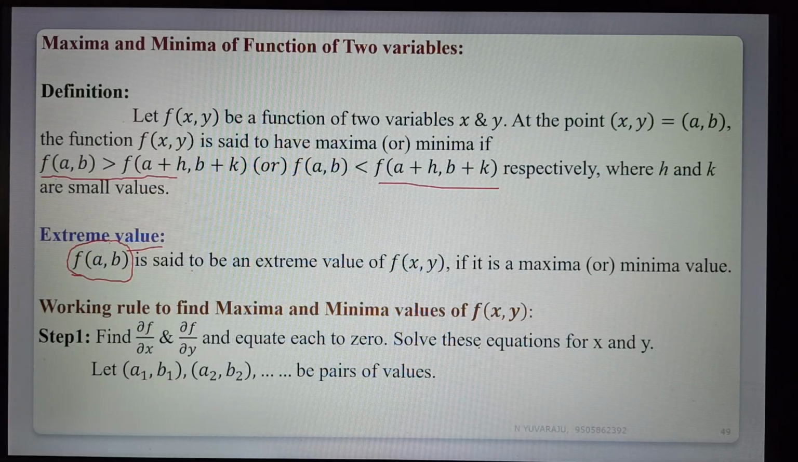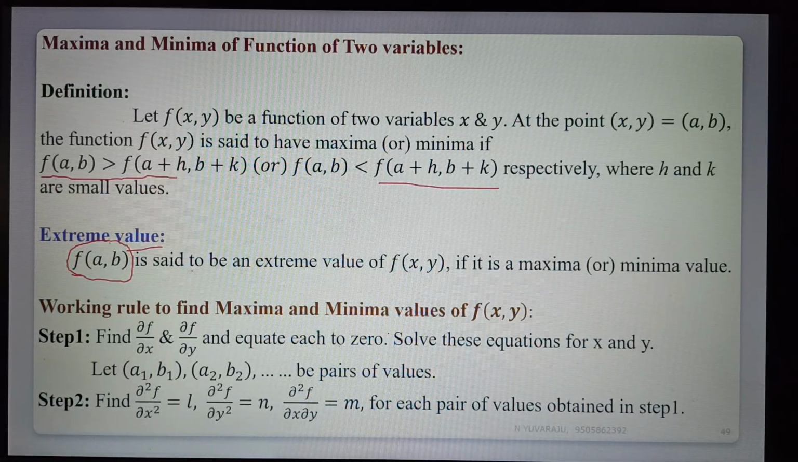First of all, the given function is f of x comma y. Now differentiating with respect to x and y partially, and equating both values to 0: dou f by dou x is equal to 0 and dou f by dou y is equal to 0. We are getting two equations. Now solving the two equations, we get the points x, y. Say the points are a1 comma b1, a2 comma b2, and so on. Many points may exist: a single point, 2 points, 3 points, or any number of points. Now, this is step 1.